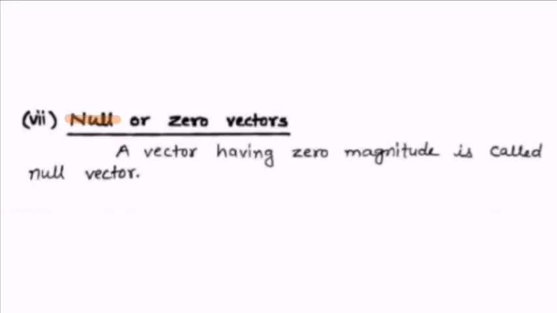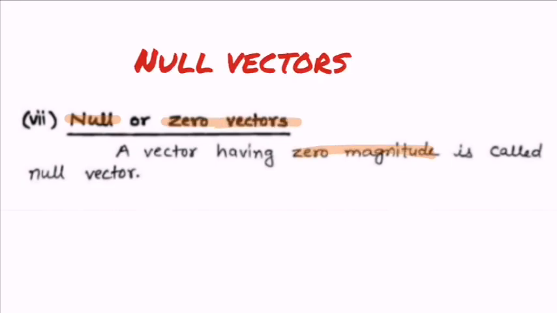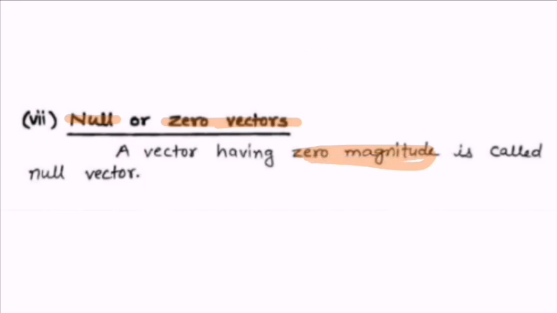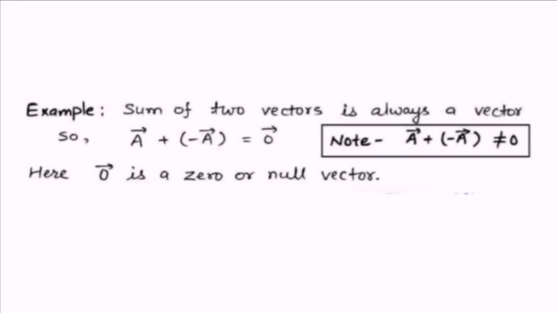Null vectors or zero vectors. A vector having zero magnitude is called a null vector or zero vector. Example, the sum of two opposite vectors is always a zero vector. So A plus minus A will give us a vector which is the zero vector.